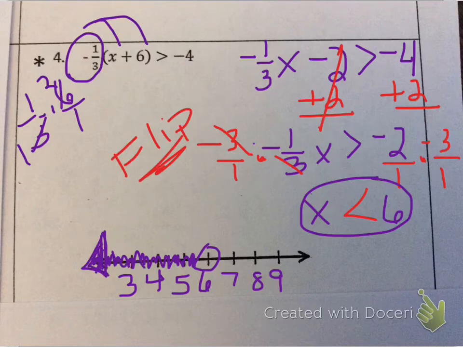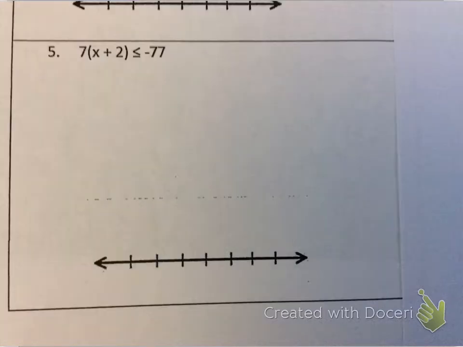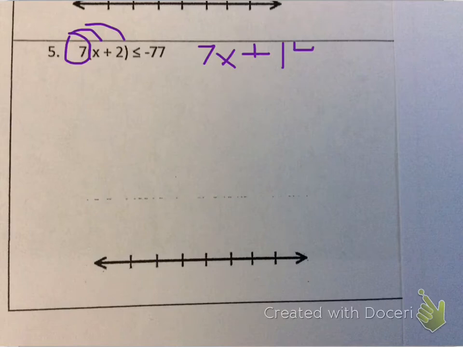Okay, number 5, a similar type question. We have 7 times the quantity of x plus 2 is less than or equal to negative 77. So our first step is to distribute that 7. 7 times x is 7x. 7 times 2 is a positive 14. We have less than or equal to negative 77.